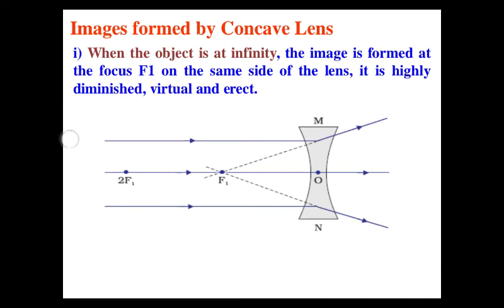So when the object is at infinity, we will show it with parallel rays of light, and when they fall on this concave lens, they actually diverge. These rays of light will actually diverge. But when we extend them backward, they seem to meet at a point, and that point is the focus.